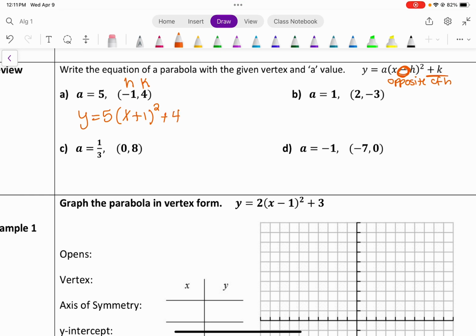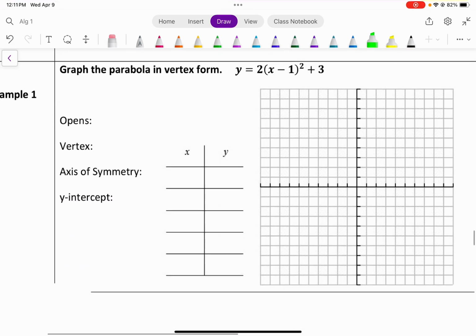Let's do one more. A equals 1, and then we have an h value of 2 and a k value of -3. So I could write 1, but I don't have to write 1. I want the opposite of positive 2, which is -2, and then -3. So notice the sign for h switches, because that's what the formula says. The sign for k stays the same because it says stay the same, right? A negative times a negative would make it positive. A negative times a positive would make it negative. But here a positive times anything is just going to stay whatever that sign was.